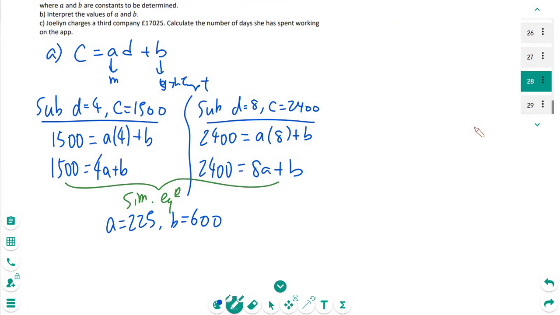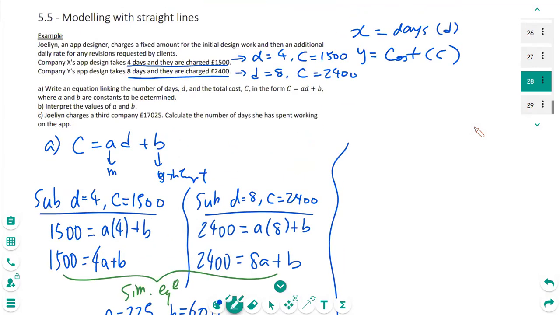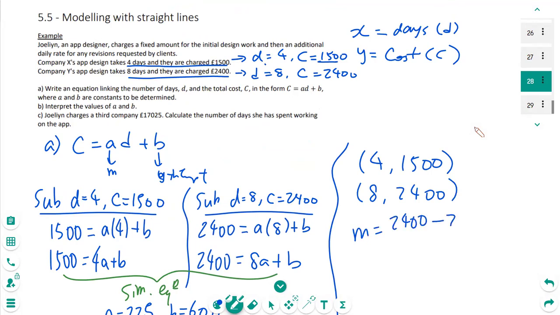Anyway, what's the method 2 I was talking about? Method 2 is that you can make D equals 4 and C equals 1,500 a coordinate, and then also you've got 8 and 2,400. You can work with the gradient using y2 minus y1 over x2 minus x1.